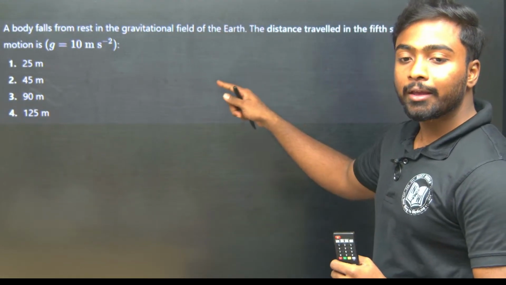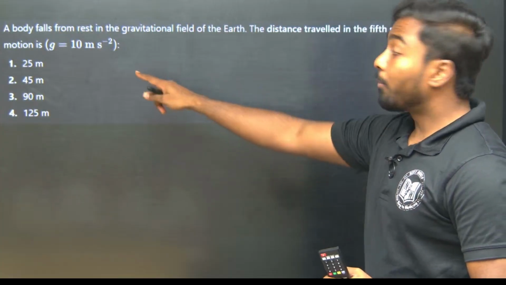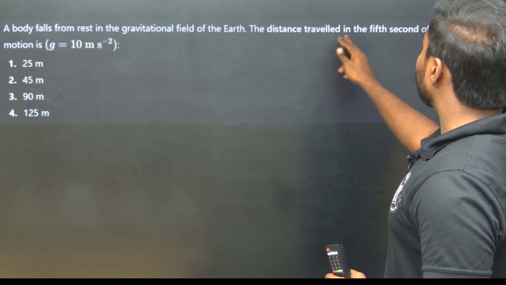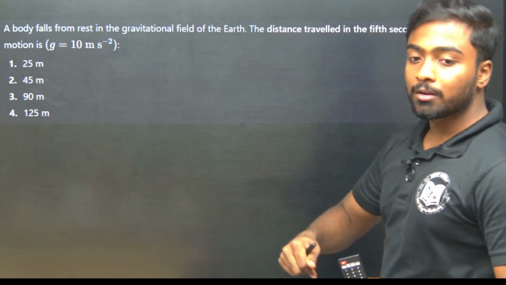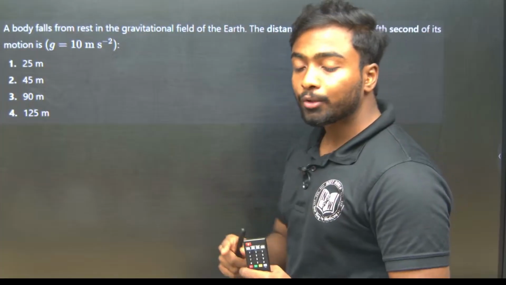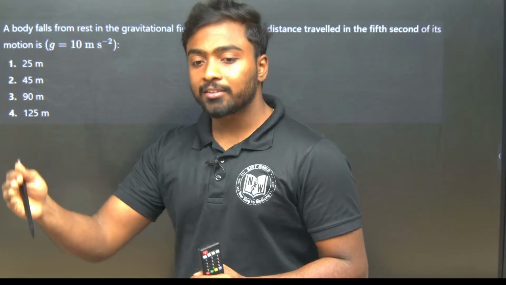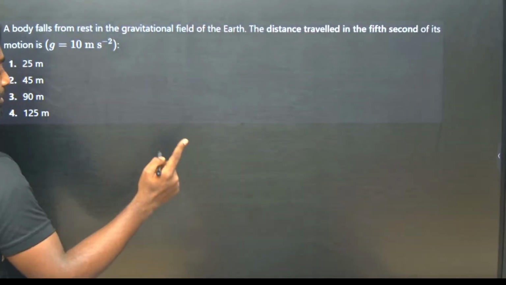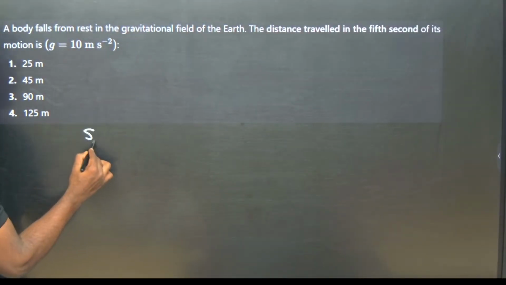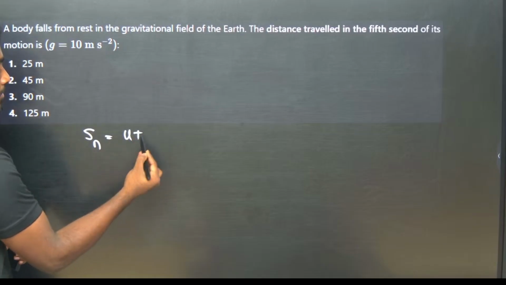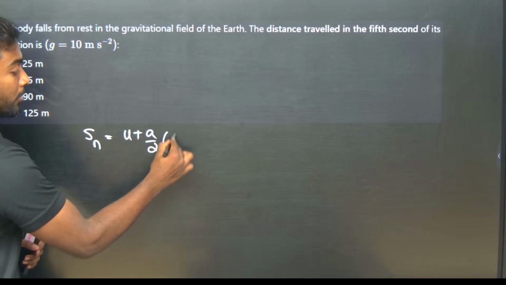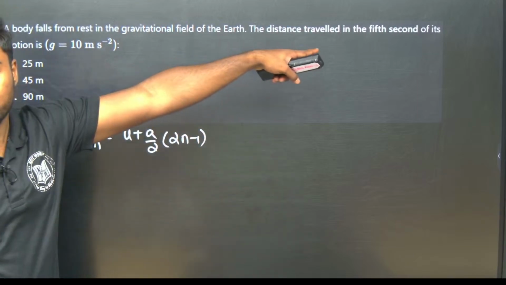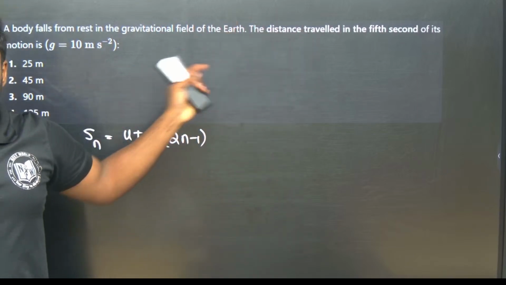A body falls from rest. So what's the thing they are using here? Free falling body, no? A body falls from rest in the gravitational field of the earth. The distance travelled in the 5th second of its motion. So what I told, when they are talking about the 5th second or nth second, I should use the 4th equation. So what is the 4th equation? Sn is equals to u plus a by 2 into 2n minus 1. What is n they have given? 5.